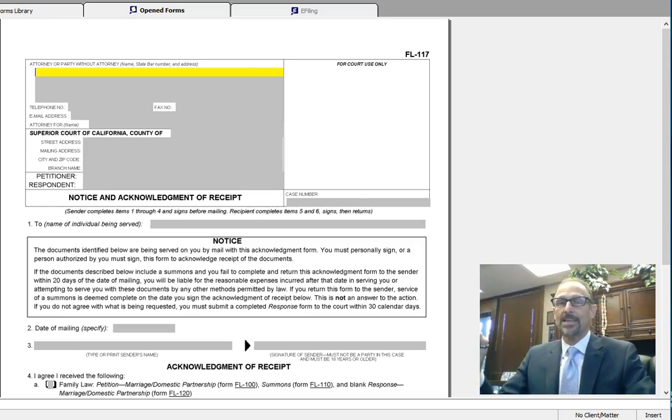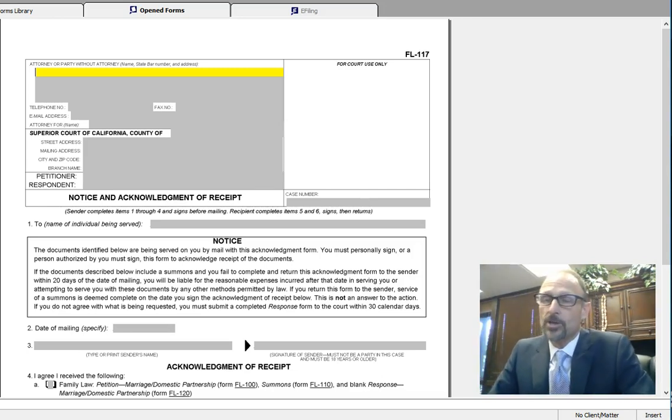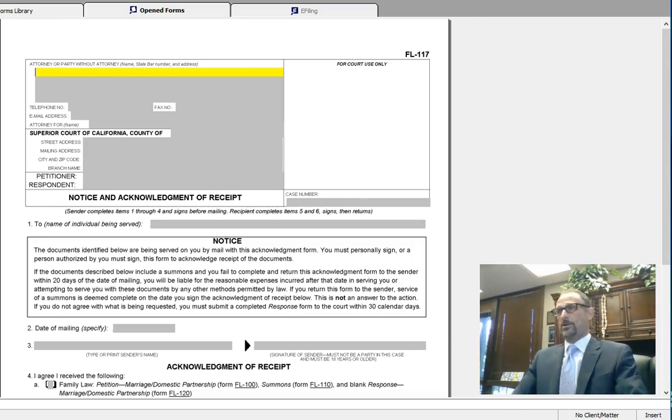That's all it says. Notice and acknowledgement of receipt. It doesn't say that you agree with what's in the paperwork. You don't have to agree with what they're asking for. You're not even saying that you reviewed the paperwork. You're just saying, I was served. I've received it. This is a technical form. So if you're served this form, you either need to sign it and send it back, or you need to file a response because you've been given notice that it's been served.